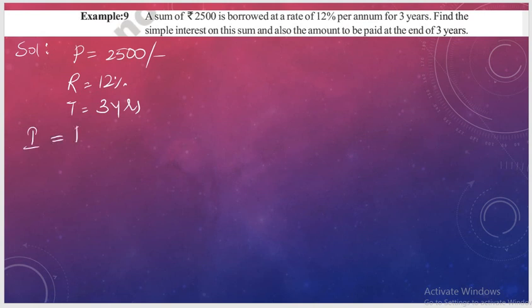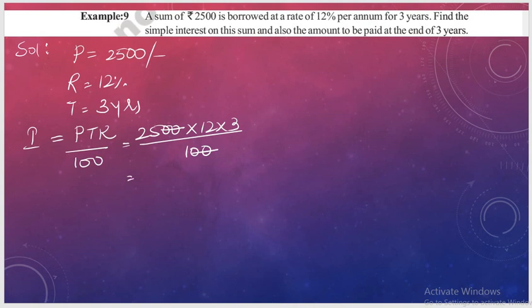Simple interest. So what is the simple interest formula? PTR divided by 100, which I can write as 2500 into 12 into 3 by 100. Here 2 zeros I can cancel out. 25 tens are 250, 25 twos are 50. So 25 12s are how much? 250 plus 50 is 300. So 300 into 3 is nothing but 900. So this is nothing but the interest. So the simple interest is 900.